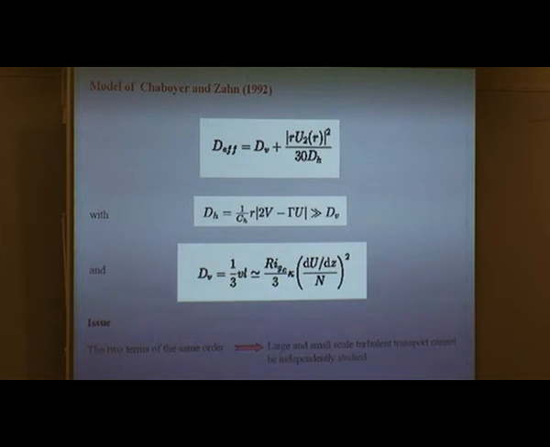Sorry, what is DH? Sorry? What is DH? D horizontal, D diffusion coefficient. So, I was just starting to answer your question.